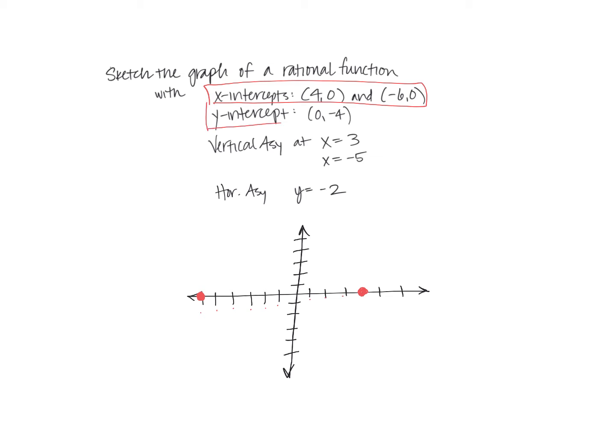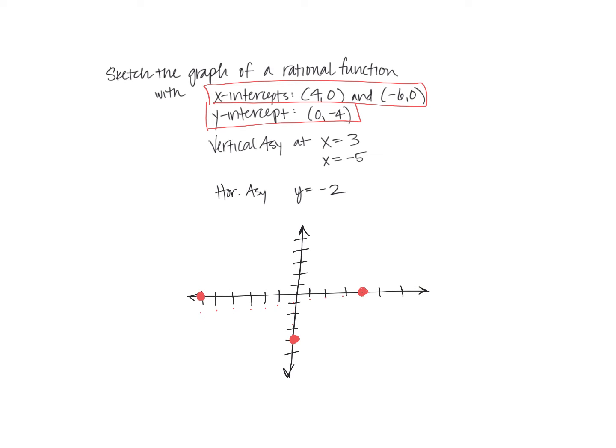Next, I need to plot my y-intercept, which is at (0, negative 4): 2, 3, 4. So that's down here on, again, the y-axis. I cannot touch anywhere else on the y-axis because then it would not be a function.